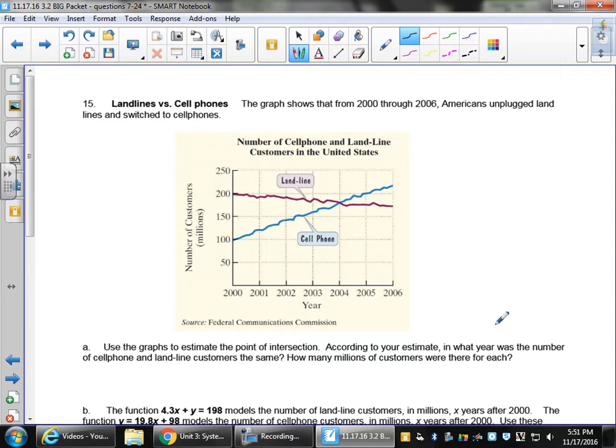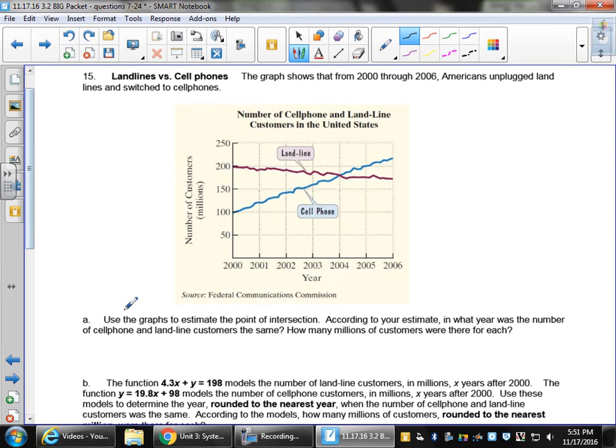Let's take a look at the graph before we start to actually use it to help us out. Let's see if it makes sense. This red line, or the decreasing line, is the landlines. And it makes sense that this is decreasing because it says that people are unplugging them. They're not continuing to have them. But notice what's happening with cell phone use. It is increasing.